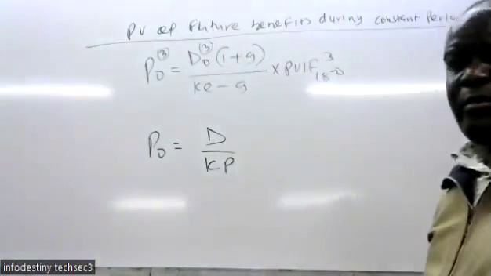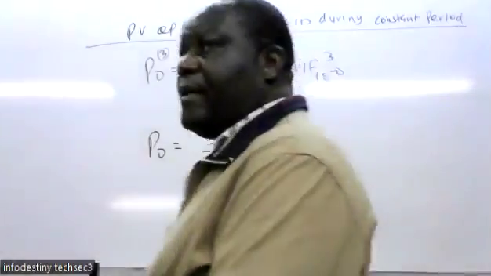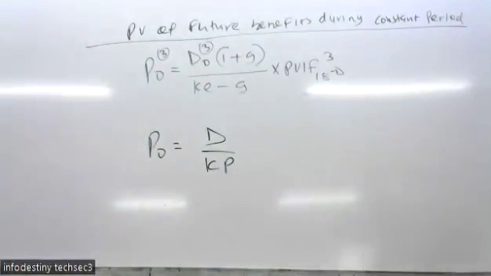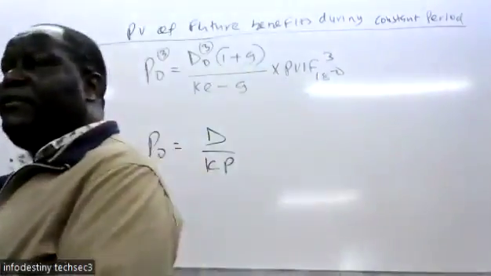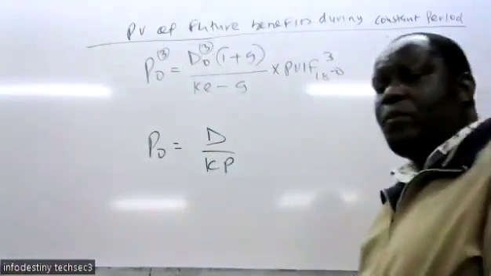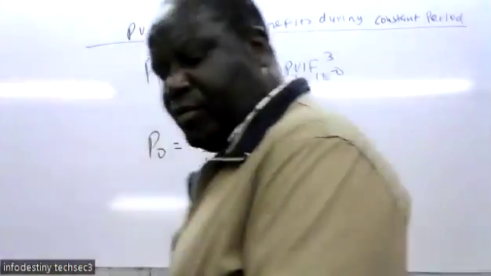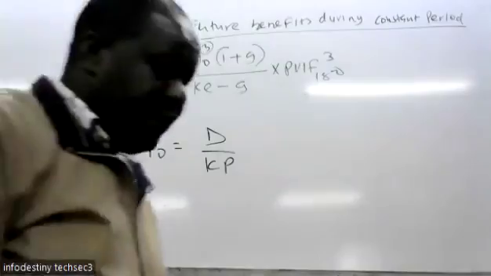So P0 will be equal to D divided by KP, where D is the dividend per share and KP is the cost of the preference share.